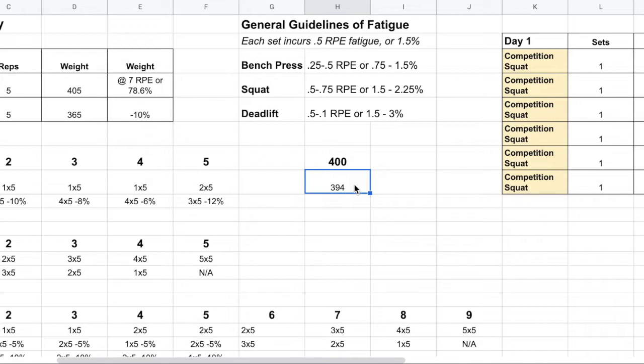Now, like I said, these are very general guidelines because a set at a 9 RPE is much more fatiguing than a set at a 4 RPE. We can't compare those two. It's going to be different.